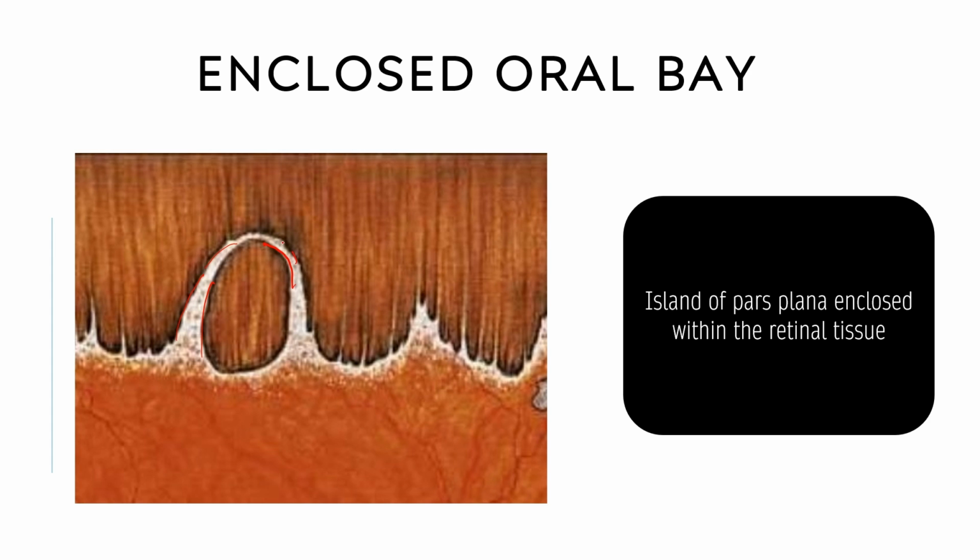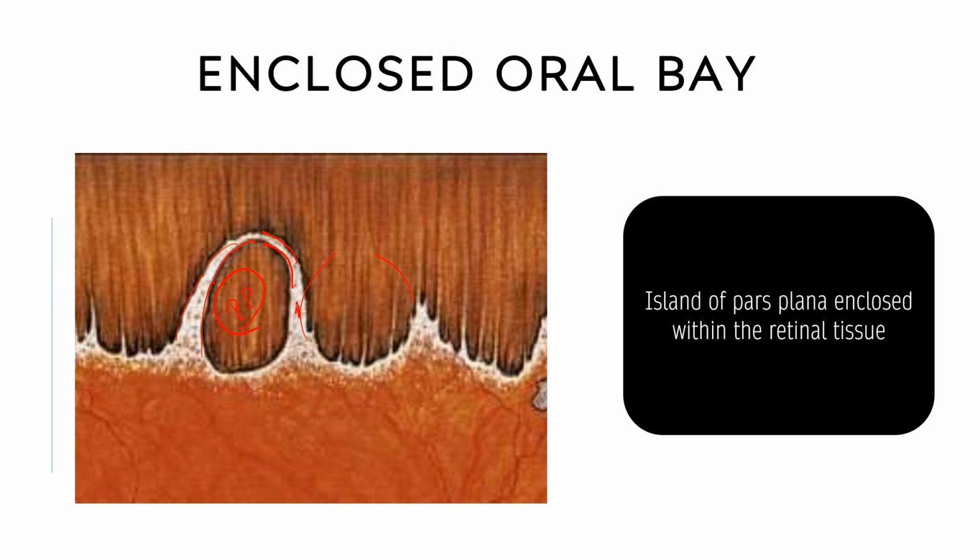Now sometimes what happens is that the dentate processes will move like this and meet the adjacent dentate process, and in this meeting up with the adjacent process, they enclose a part of the pars plana within itself, and that is known as an enclosed oral bay. So it's an oral bay which has been enclosed by two adjacent dentate processes, right? So there's an island of pars plana enclosed within the retinal tissue.